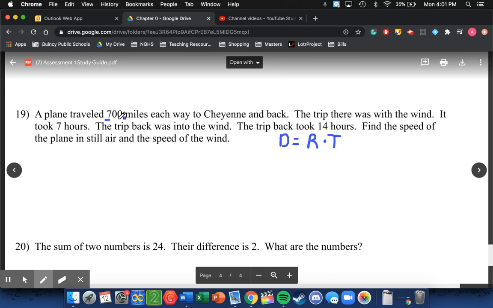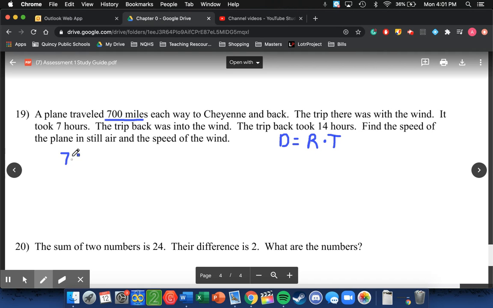So if we travel a total of 700 miles each way, the distance isn't changing, but the rate at which I'm traveling and the time it takes may change, okay? The trip there is with the wind. So the rate is going to be a combination of what is the speed the plane is going at, like what are its engines powered up to, and then that tailwind gives it a bit of a boost. But on the way back, going into the wind, the rate will be the difference between the speed of the plane fighting against the speed of the wind. So what does that look like?